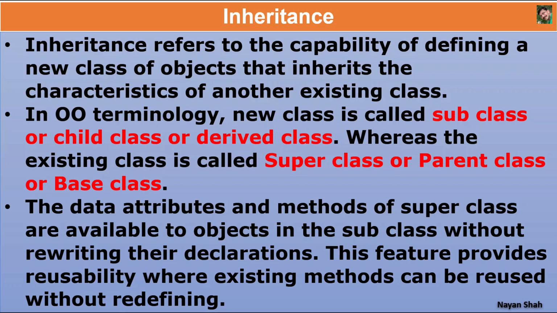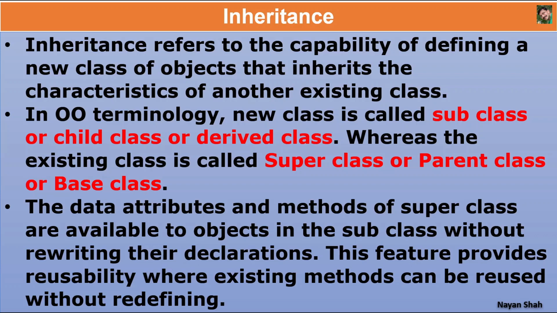So in object-oriented terminology, the new class which we define is called subclass or child class or derived class. Remember, the word is subclass, child and derived, but the inherited class will always have something more than parent class. Whereas the existing class is called superclass or parent class or base class. So even though the word is super, parent and base class, it will have less information than subclass or child class or derived class. So subclass or child class or derived class will always have something more.